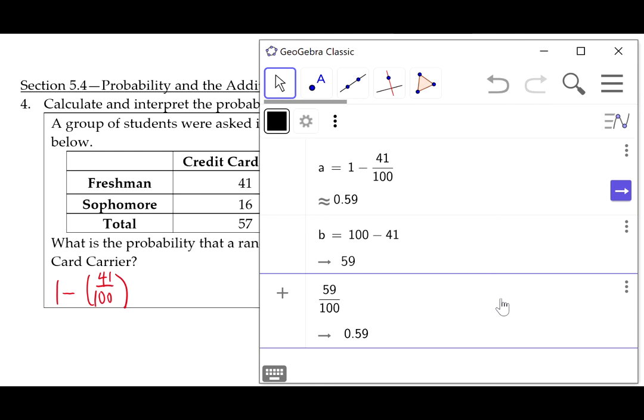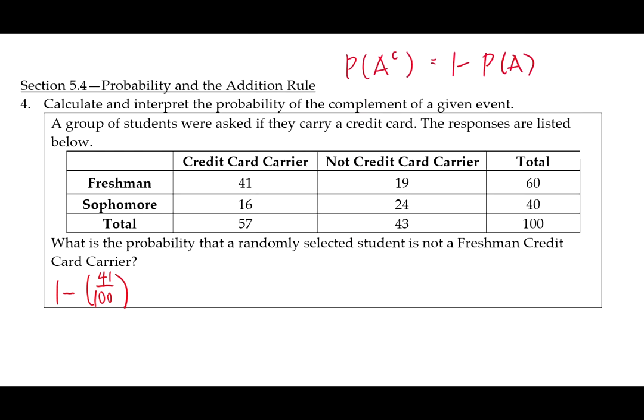So any way that you think about this that works best for you is an appropriate way to do the calculation to get the probability. So you can do 1 minus the probability of being a freshman credit card carrier, or you could figure out how many individuals are not freshman credit card carriers and then compute the probability by dividing by the total, which is 100.